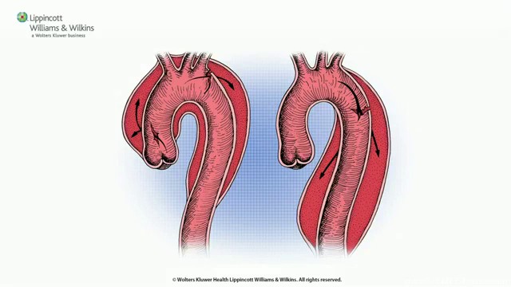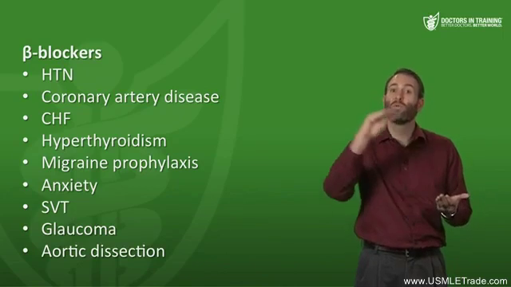So in aortic dissection, the high blood pressure is causing a dissection or a tearing between the two layers of the aorta. So you need to lower the blood pressure first to prevent this from getting worse. But you don't just reach for any drug. You typically reach for that beta blocker because beta blockers not only decrease the blood pressure, they decrease the slope of the rise of the blood pressure.